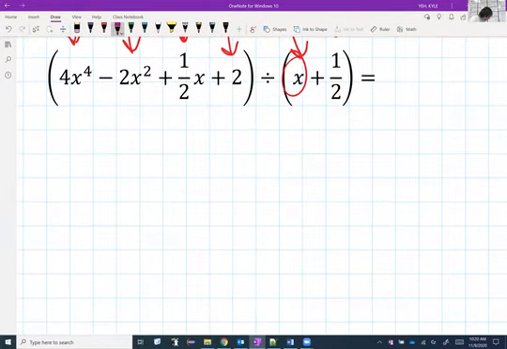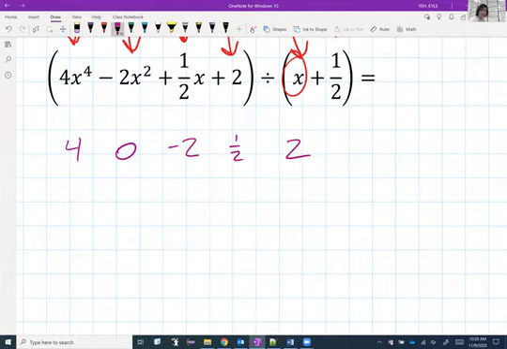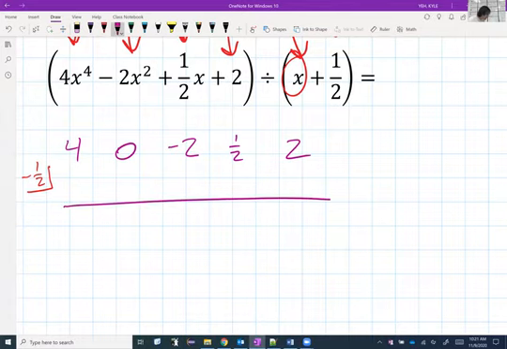We have 4, 0, don't forget that x cubed, 4, 0 x cubes, negative 2x squareds, 1/2 x's, and 2 for our top row. My box, what would make my divisor equal 0? It looks like negative 1/2 now. And let's see what happens.